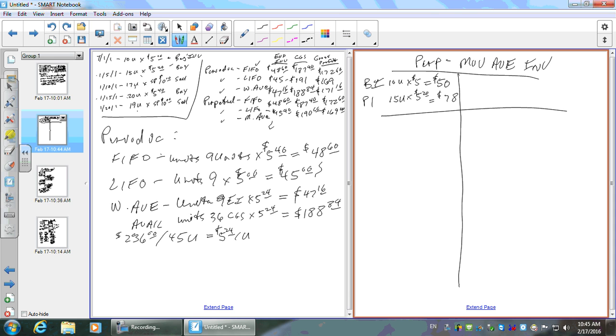Guess what? If I want to do a moving average, which I do now, right? You don't have to do a moving average if you do all the purchases. Make sense? But if you're going to do a sale, you need a moving average. How many units do I have? 25 units. I am going to calculate what they cost me on average. How do I do that? What did they cost me in total?